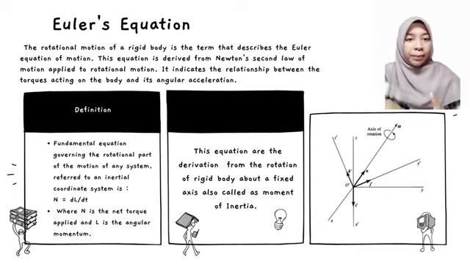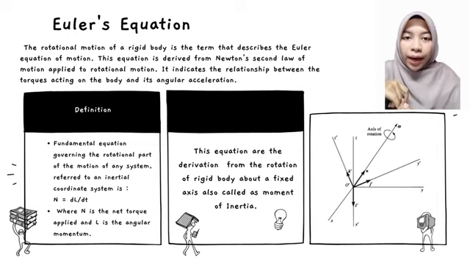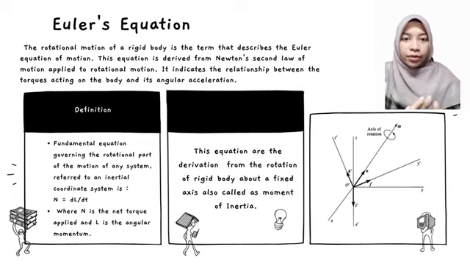So, the fundamental equation governing the rotational part of the motion of any system, referred to an inertial coordinate system, is N equals dL per dt, where N is the net torque applied and L is the angular momentum. This equation is the derivation from the rotation of the rigid body about a fixed axis, also called the moment of inertia. As we can see in the picture, this is the rotational or the moment of inertia.